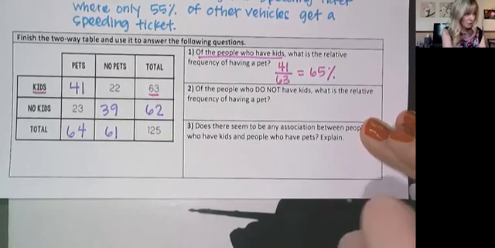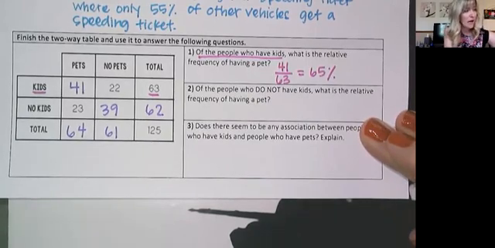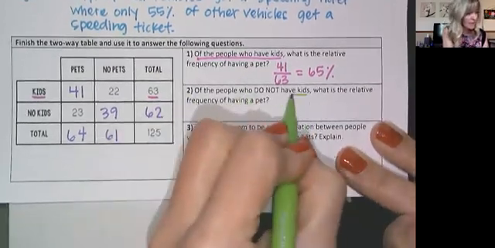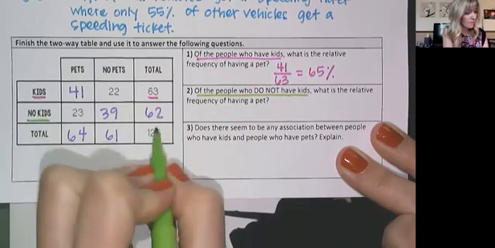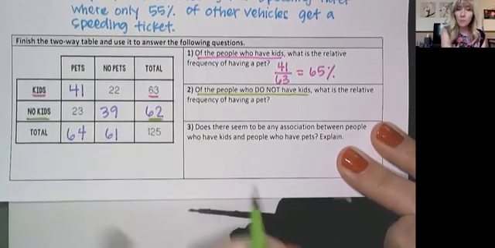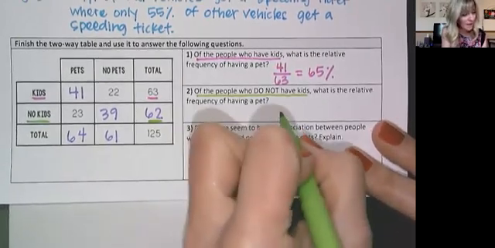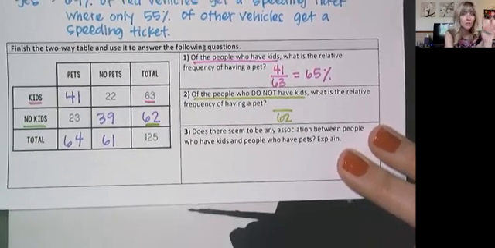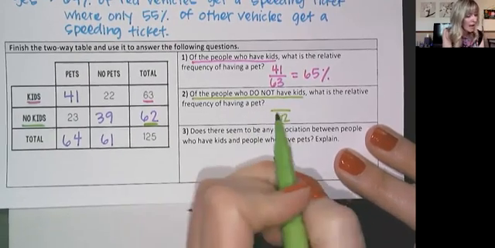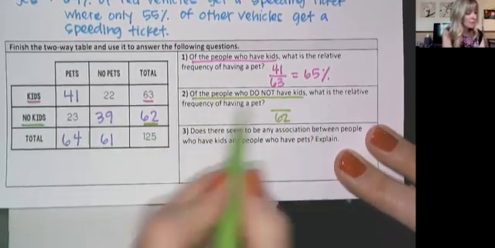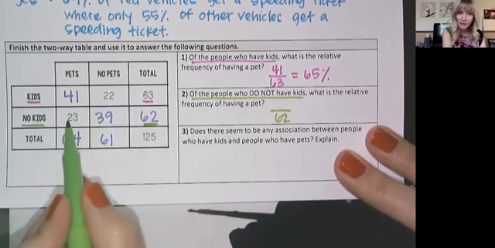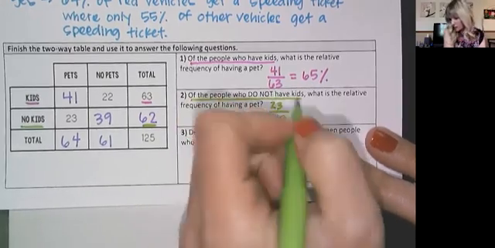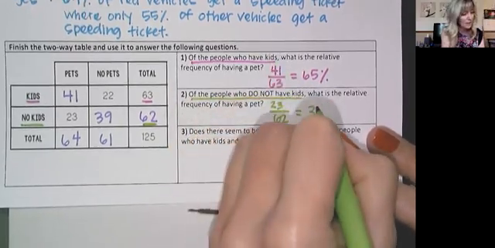Okay, next question here. This one asks, of the people who do not have kids. That means I am looking at a different row and a different total. Of the people who do not have kids, that is out of 62. I always figure out my total first. It's easier to work the problem if you know which total you are out of. Of the people who do not have kids, out of 62, what is the relative frequency of having a pet? That is 23 out of 62. Change that to a percent and you get 37%.